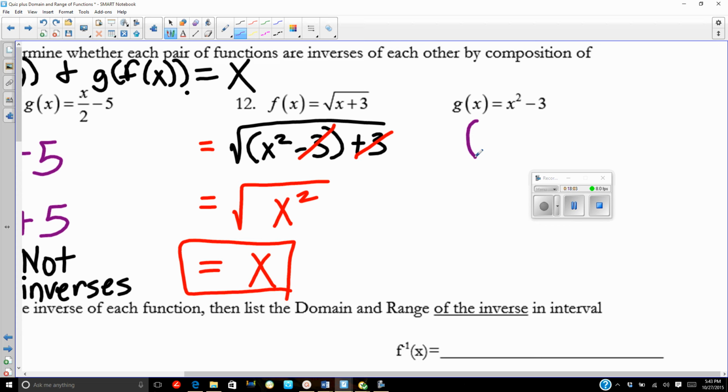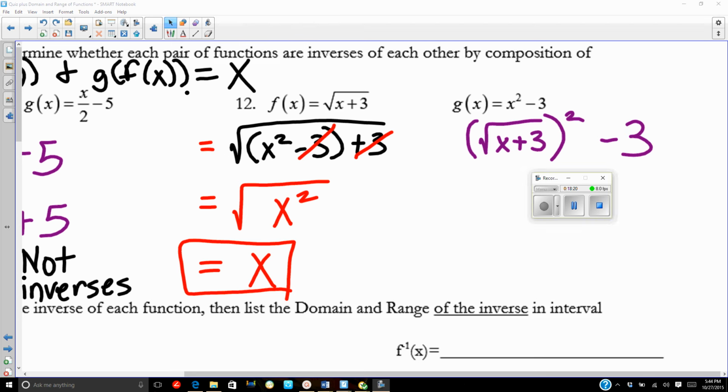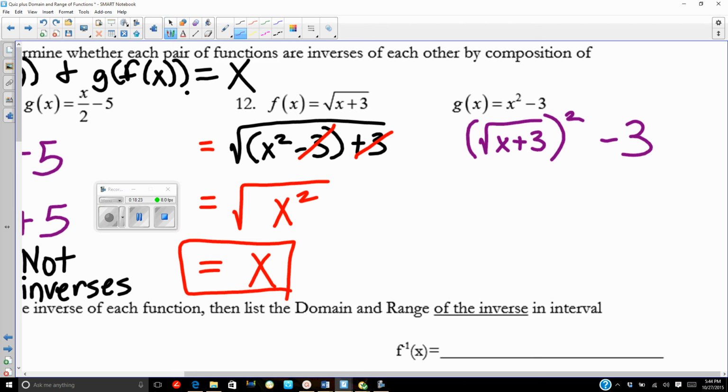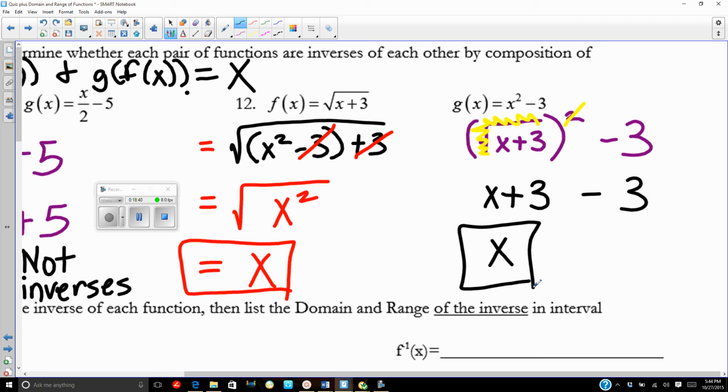On the test, you would have to check both. If one is equal to x, you need to check the other one to get full credit for that problem. Instead of x squared minus 3, it's the square root of x plus 3 squared, and minus 3. And we're not actually really squaring anything, because square roots and raising it to the second power are opposite operations, so they cancel. So we don't actually have to take the square root of anything, and our end result is again an x. So they are inverses.